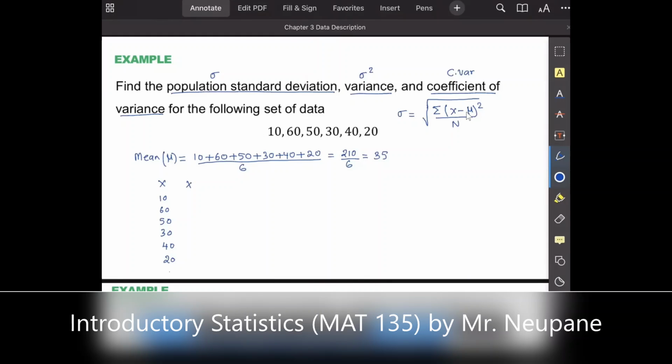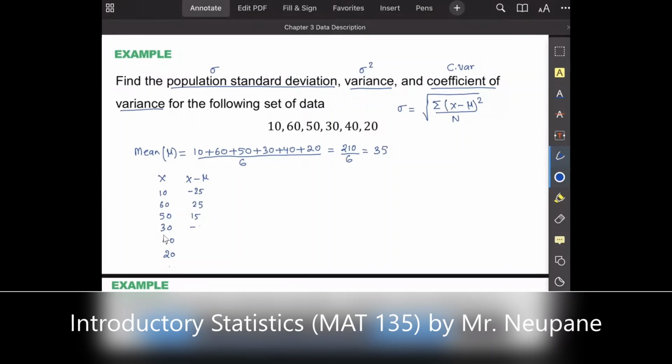So x minus mean. The first x is 10, and the mean is 35. So 10 minus 35 is negative 25. Next line, 60 minus 35, which is 25. Next line, 50 minus 35, which is 15. Next, 30 minus 35 is negative 5. Next, 40 minus 35 is 5. Next, 20 minus 35 is negative 15.